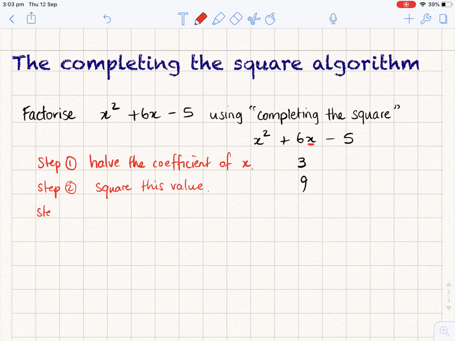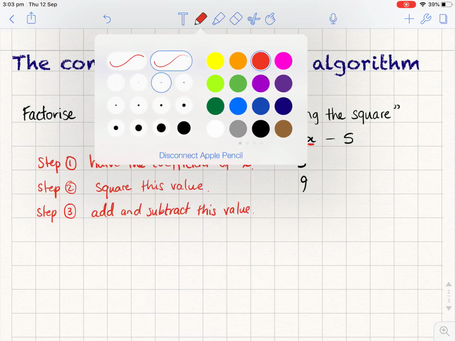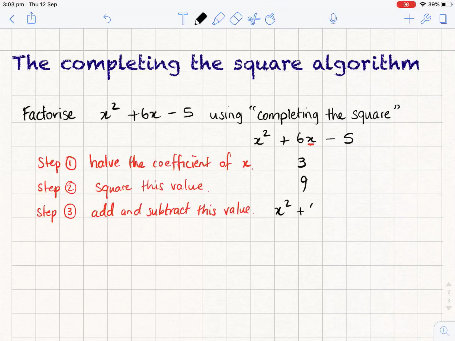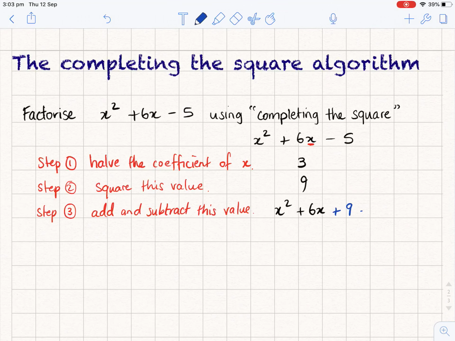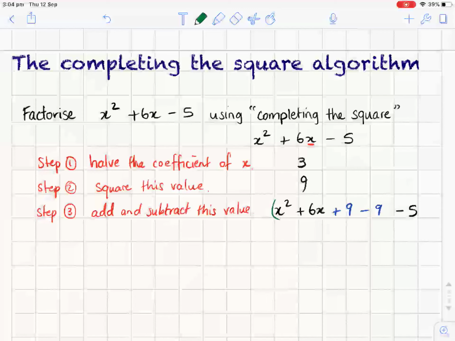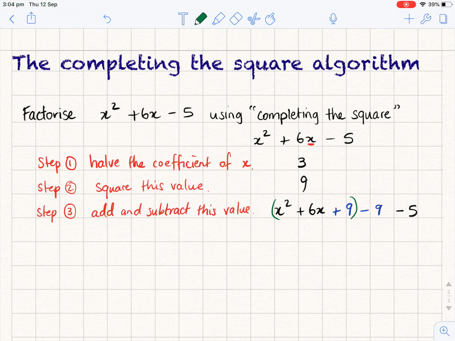Step 3, I need to add and subtract this value from the expression. What I already had was the x squared plus 6x, and now I am going to add 9 and subtract it again. Essentially, we've just added 0 onto the expression before putting my minus 5 back at the very end. By doing this, those first 3 terms there can always be factorized.